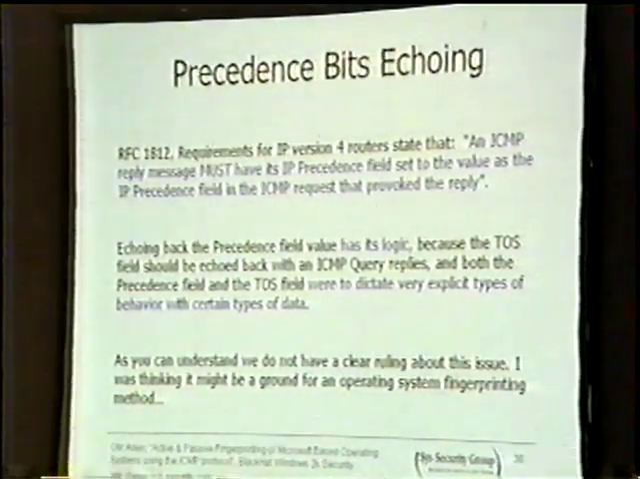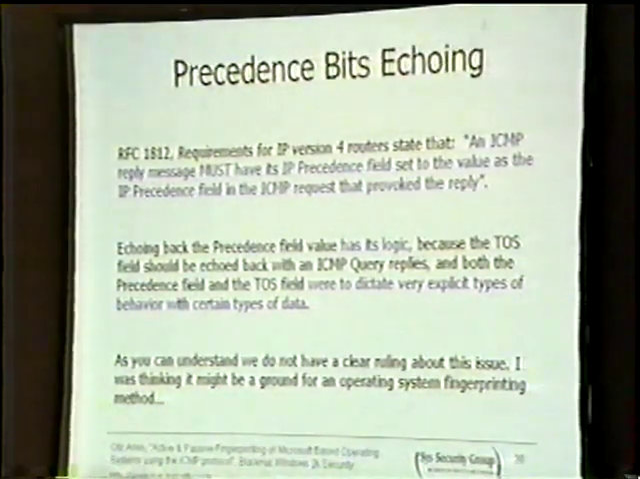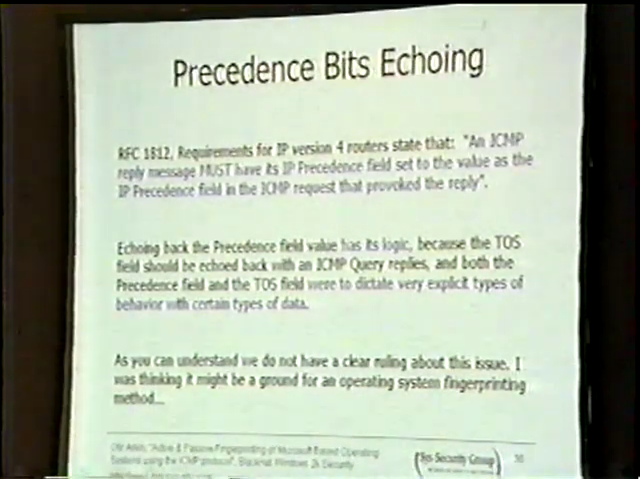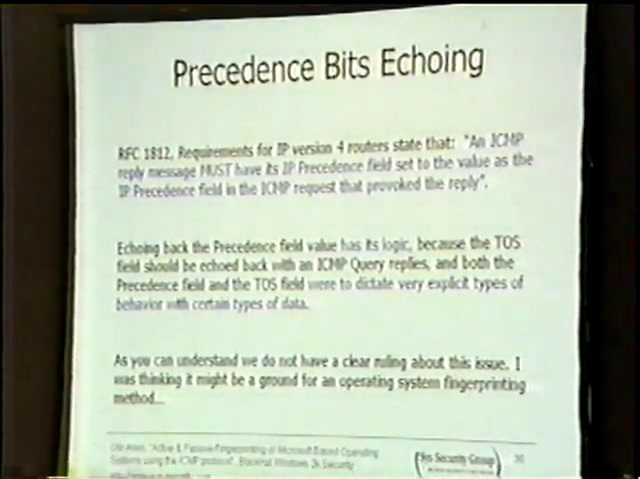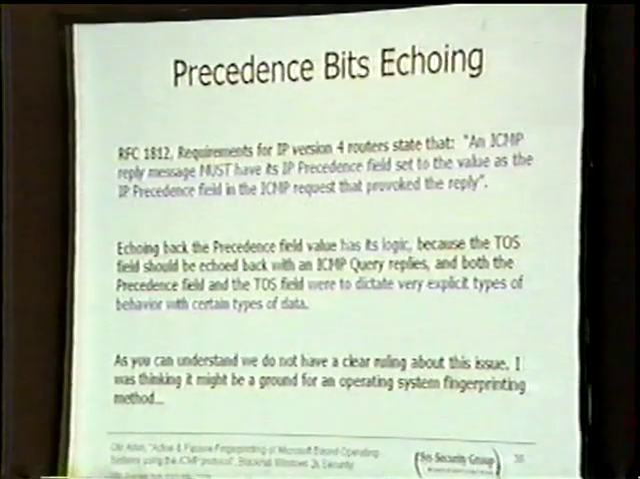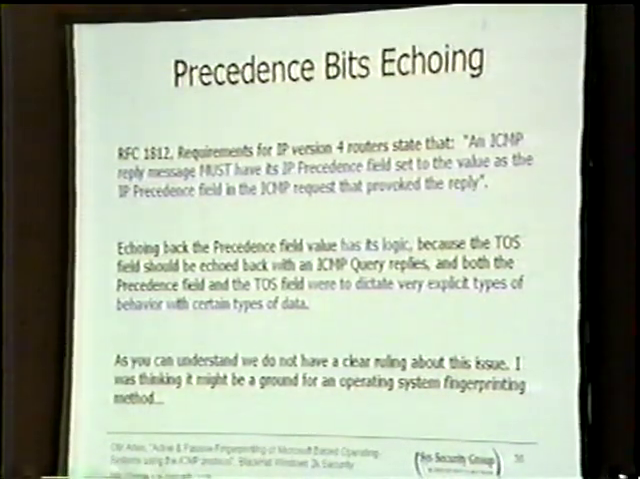RFC 1812, requirements for IP version 4 routers, states that an ICMP reply message must have its IP precedence field set to the same value as the IP precedence field in the ICMP request that provoked the reply. I love the language, provoke the reply. Okay, but if we think about it, it has its logic. If we want to prioritize something, we want this packet or datagram to come back as fast as possible.